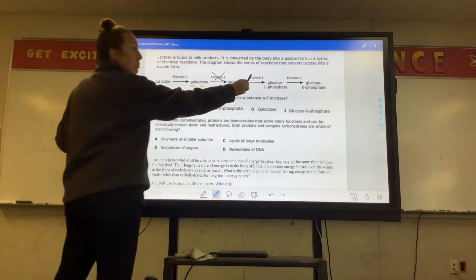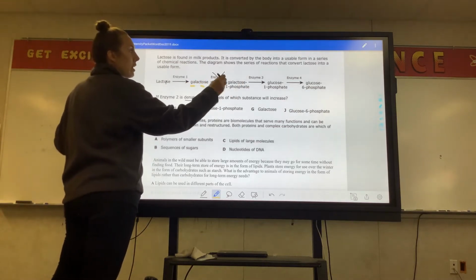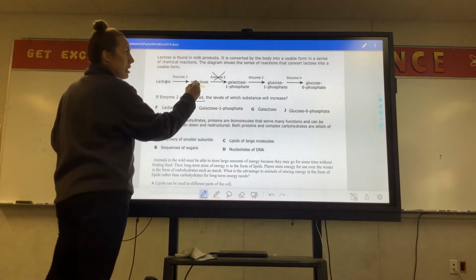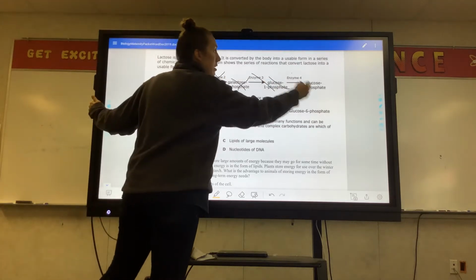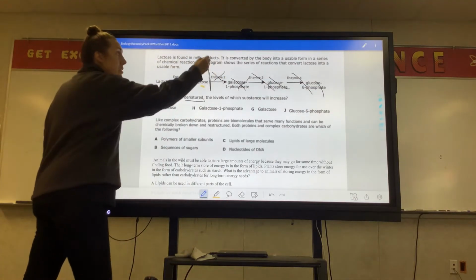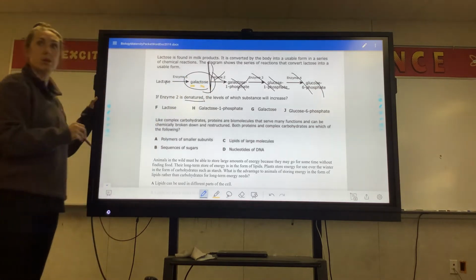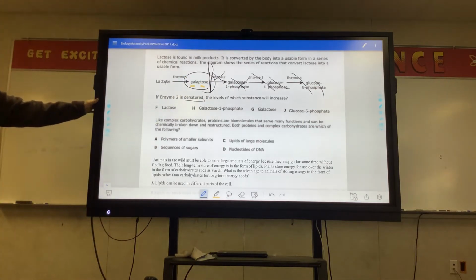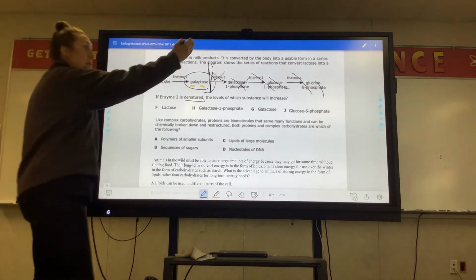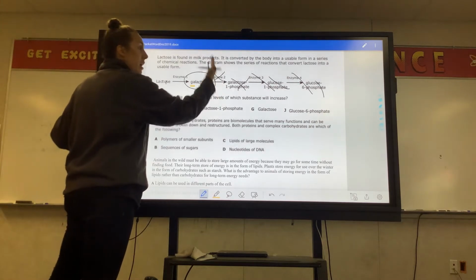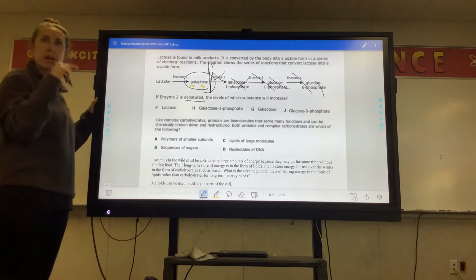Enzyme 3 wants to work on this. Enzyme 3 cannot work on that. So if there's a bunch of this, but there's no enzyme 2 to turn it into this, none of this on this side is going to happen. The reaction stops here. So what's going to build up? Galactose. Okay? It's kind of like a food chain, food web. If you do something to this part of the food chain, that stops and this starts to build up. Does that make more sense now that we talked about it? Okay.